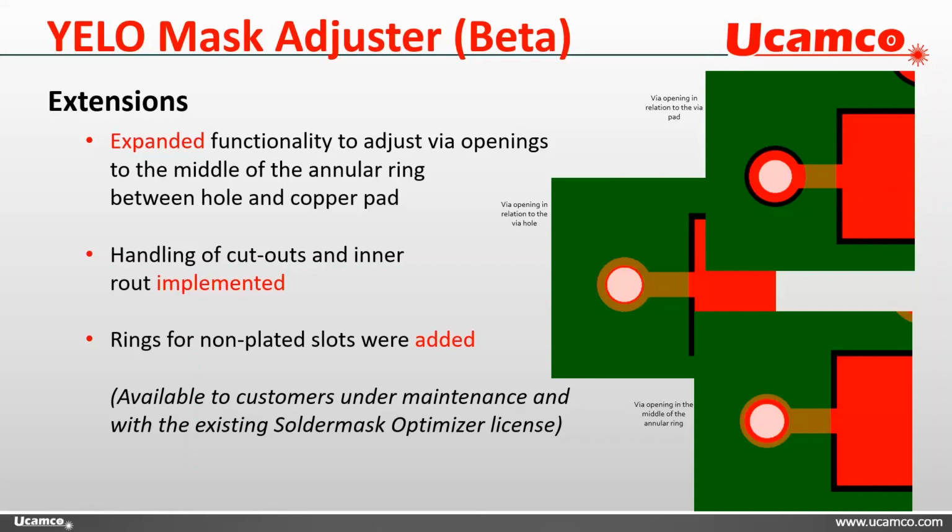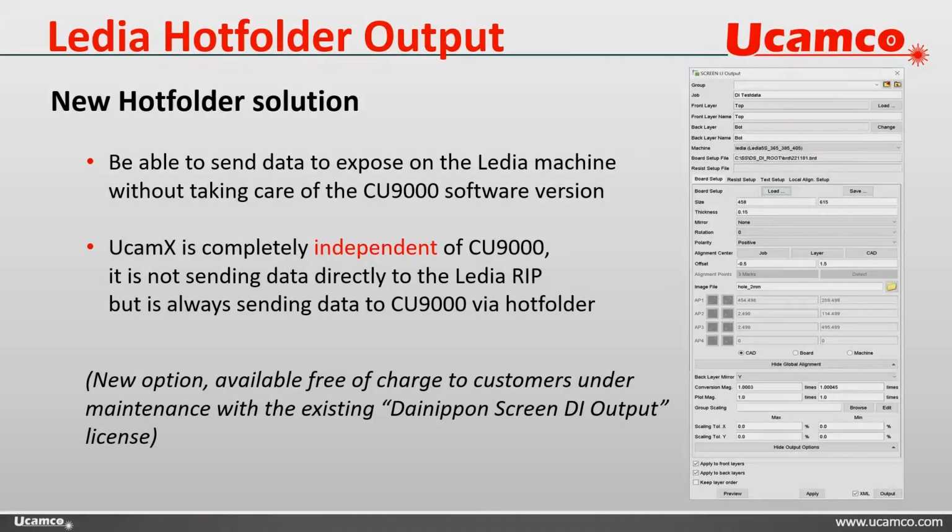The next item on our highlight list is interesting for all our Ledia customers who are sending the data directly from UcamX to Ledia. With the new hot folder solution, you will be able to send data to expose on the Ledia machine without taking care of the CU9000 software version. UcamX is completely independent of CU9000. It is not sending data directly to the Ledia RIP, but is always sending data to CU9000 by a hot folder.